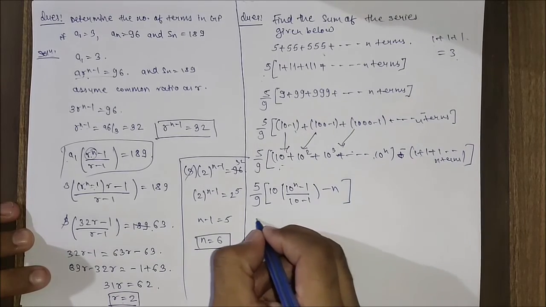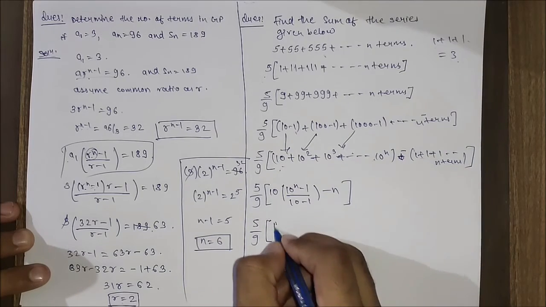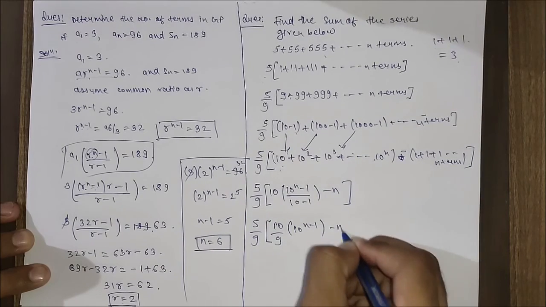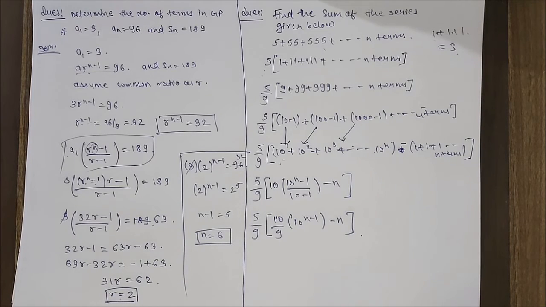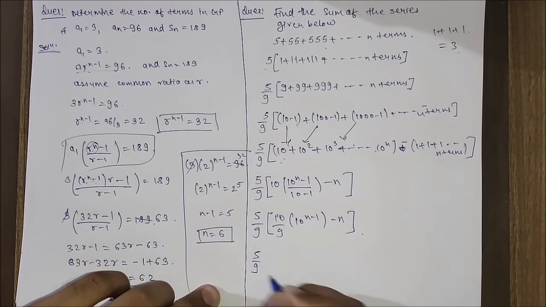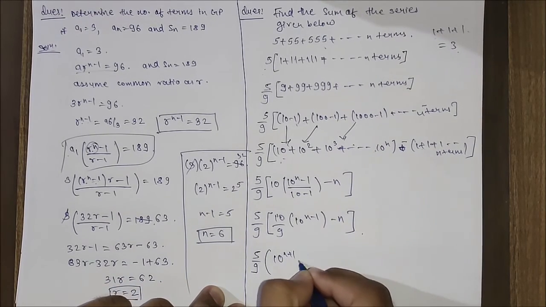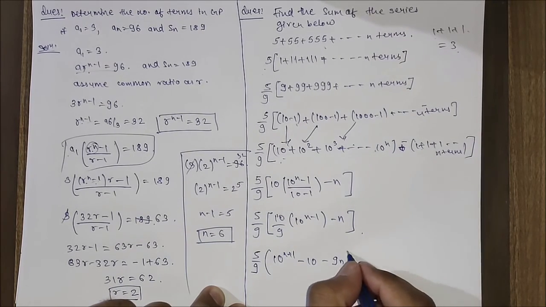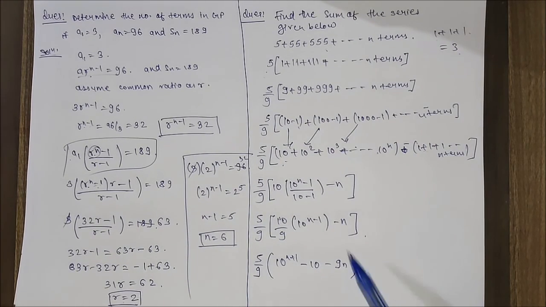Let's simplify it a little bit more. 5 by 9 times (10 by 9 times (10 to the power n minus 1) minus n). We can solve it further as 5 by 81 times (10 to the power n plus 1 minus 10 minus 9n). That's it. This is the answer to this question, and when we know the value of n, then we can directly put n here and get the answer.